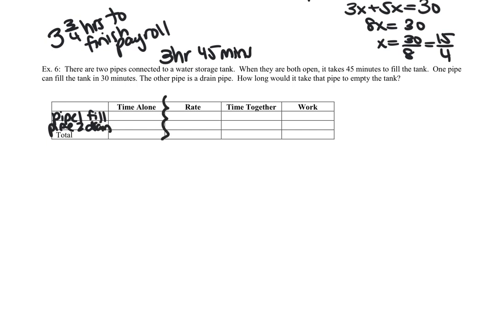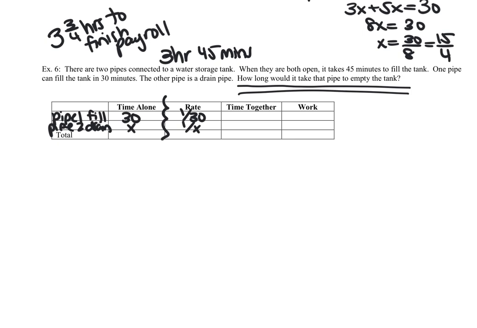So again, time alone, and then I'm going to get the rate from there. So I'm going to skip the 45 minutes for a minute. The one pipe can fill the tank in 30 minutes. So the time alone is 30, which means its rate or speed is 1/30. They're doing 1/30 of the job every hour. The other is the drain pipe. Now read the question. How long will it take that pipe to empty the tank? So we actually don't know how long that time alone is for the drain pipe. So that is going to be our X, which means our rate is actually going to be 1/X.